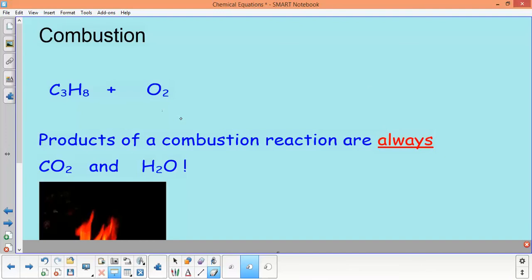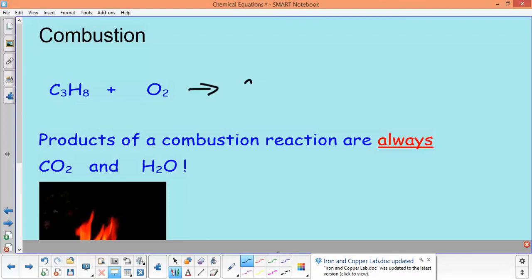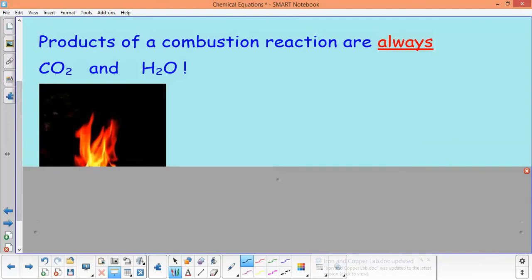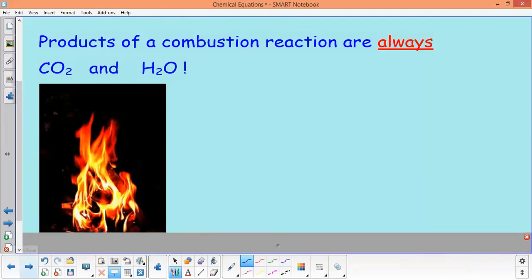Combustion is very easy because you just have to memorize that anytime a hydrocarbon burns, the products are always the same. It's always carbon dioxide and water, no matter what the hydrocarbon. CO2 plus H2O. Then you go back and balance it. And we will end there.